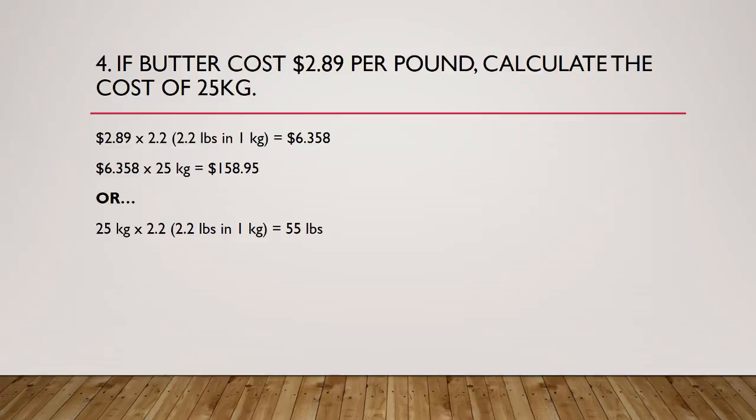The other way we could have gone is taking the 25 kilograms and multiplying it by 2.2, which would then give us how many pounds there are in 25 kilograms, in this case, 55 pounds. Now, our units desired, 55 pounds, can be multiplied by the unit price, $2.89 per pound, and you see we end up with the exact same price as above, $158.95.